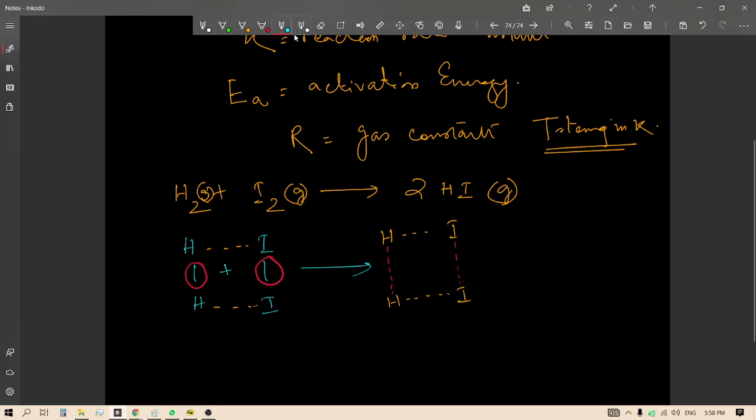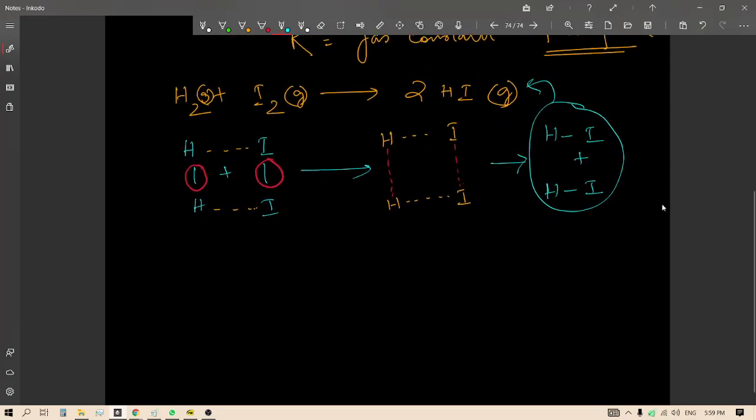After that, what happens? This is the reaction intermediate. After that, we have HI plus HI, which gives us two molecules of hydrogen iodide. So this is what happened. This is what happens in any chemical reaction.